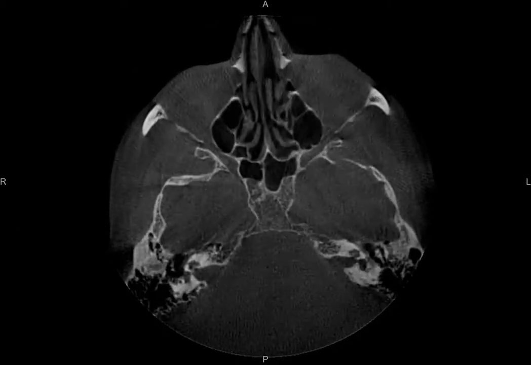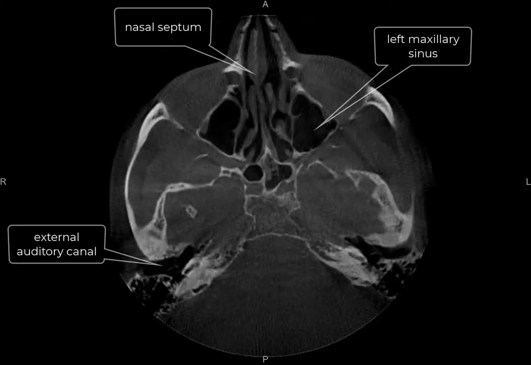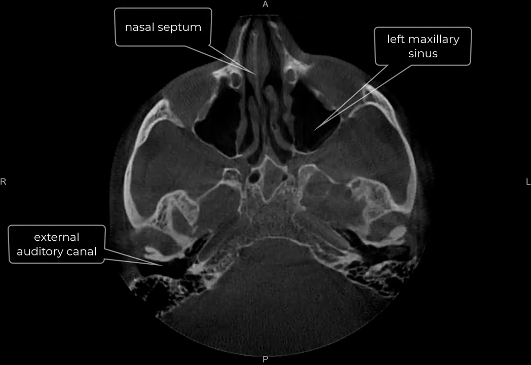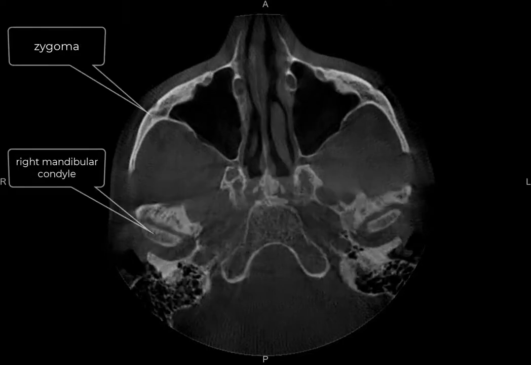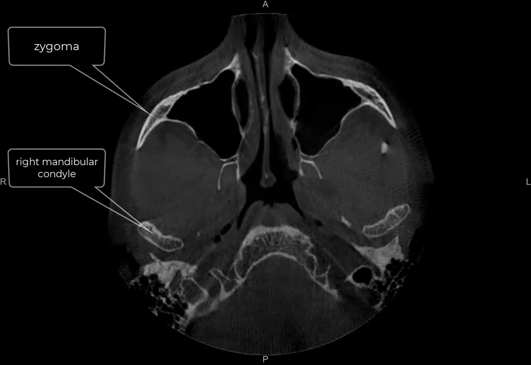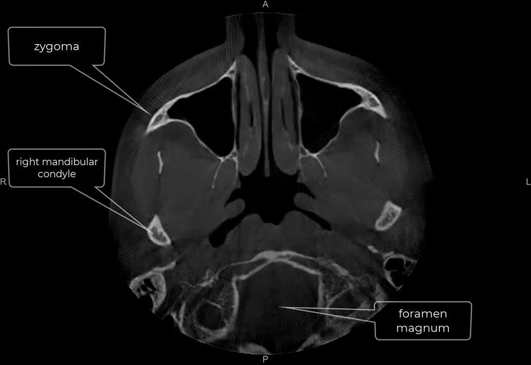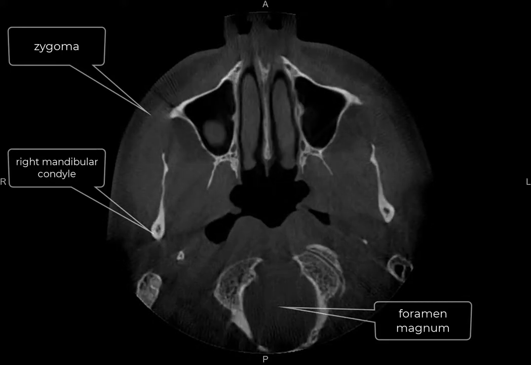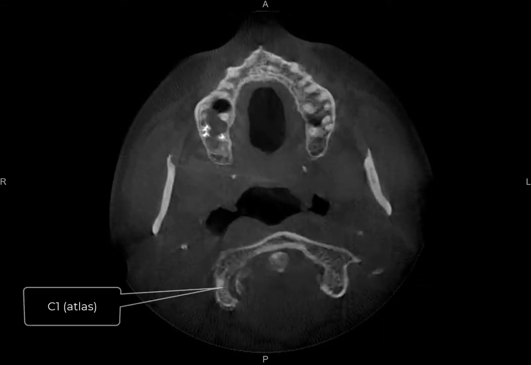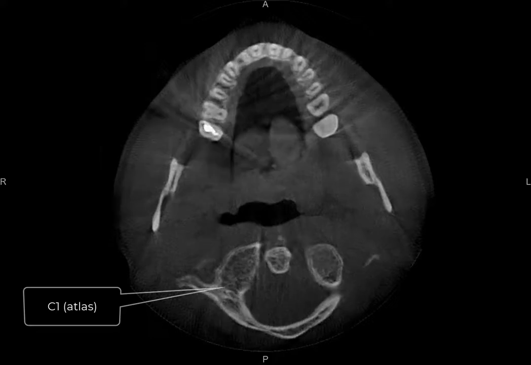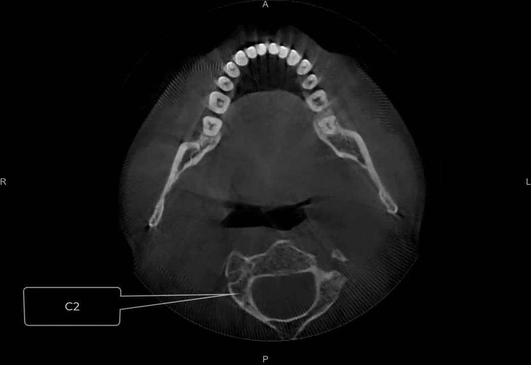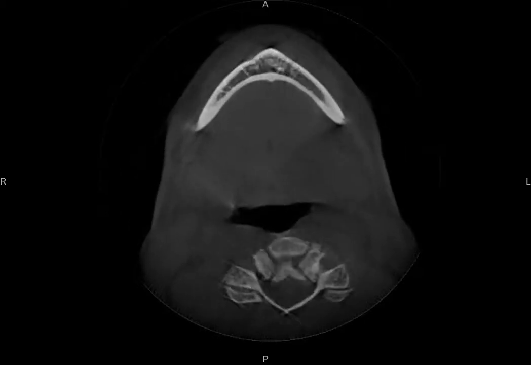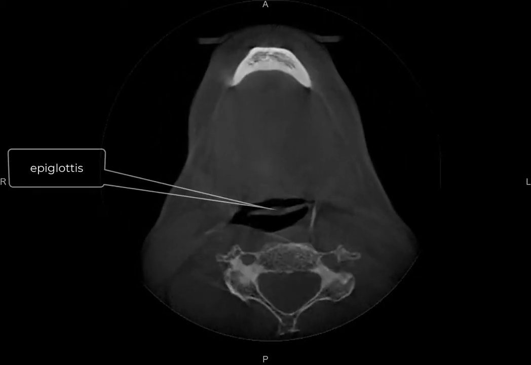As we scroll down through the volume, we see the auditory canal, the septum, and the maxillary sinus. We see the zygoma, and we start to see the condyles of the mandible. And then we see the foramen magnum at the base of the skull. We then see the atlas, and then we see the C2 vertebra. Finally, toward the bottom of the volume, we can catch a glimpse of the epiglottis, and we see the hyoid bone.